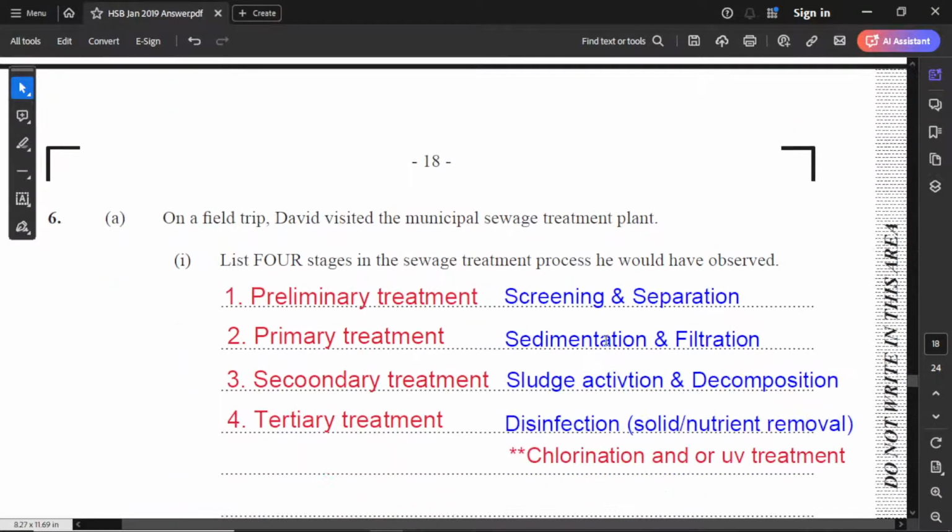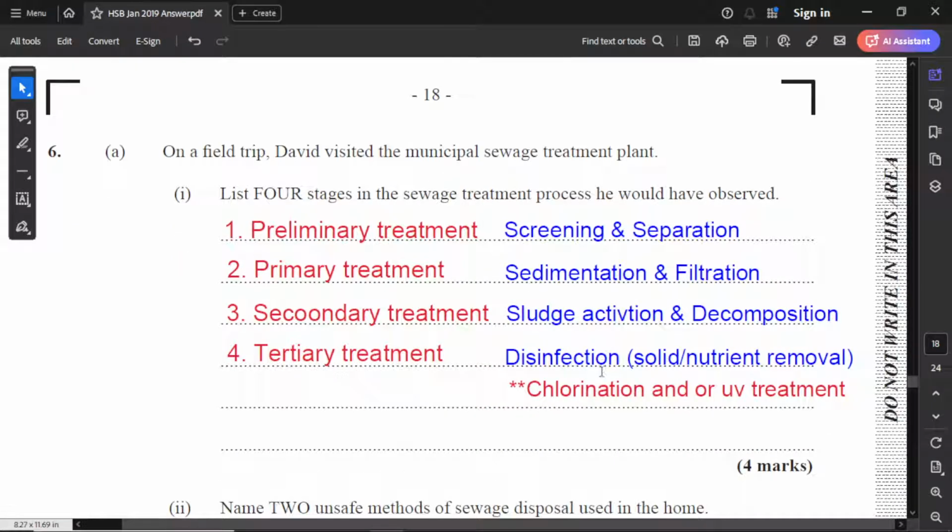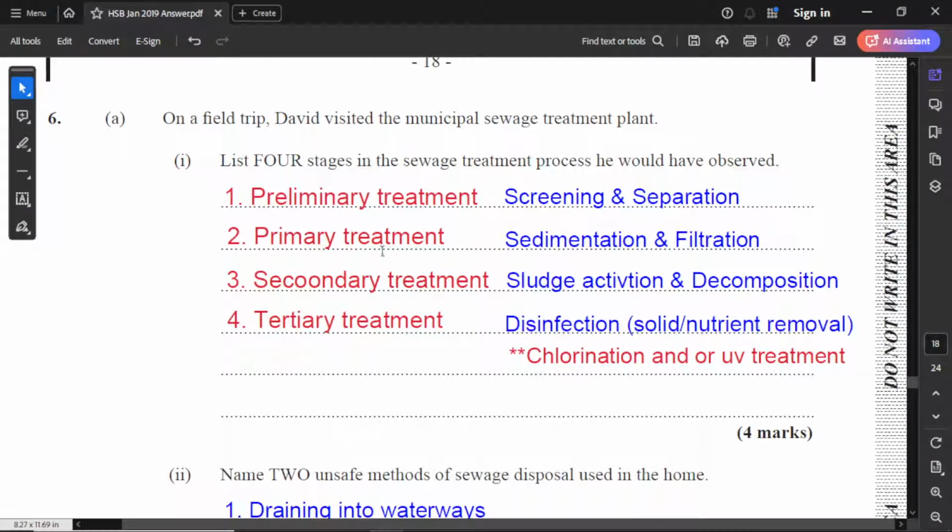All right, so last question, and we're out of here. It said, on a field trip, David visited the municipal sewage treatment plant. List 4 stages in the sewage treatment process he would have observed. So what are 4 stages that you will observe in any sewage treatment process? One, you have what they call a preliminary treatment, or pre-treatment, and that involves screening and separation, especially of solids or things that should not be in the sewage.